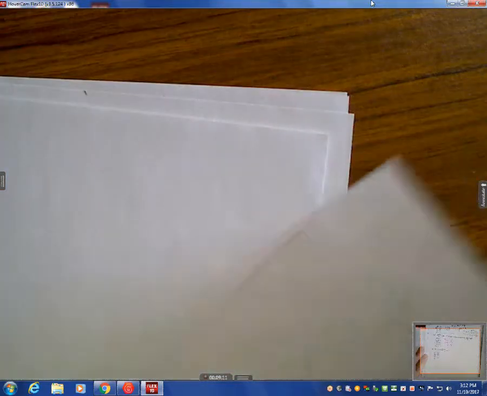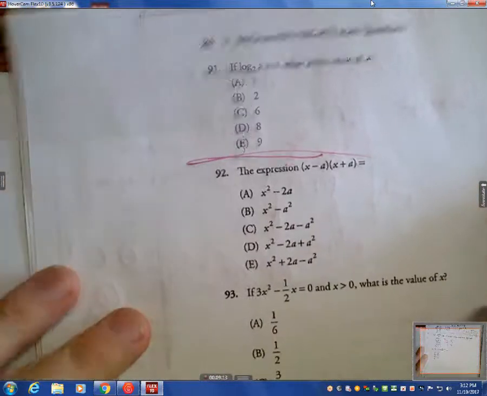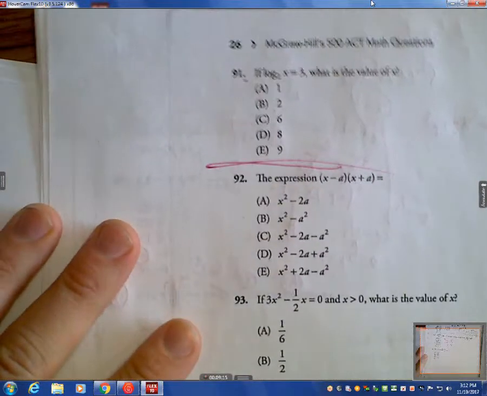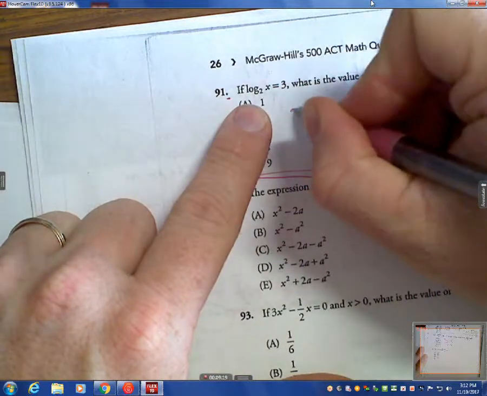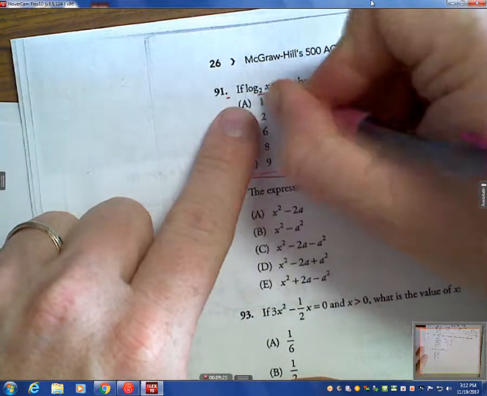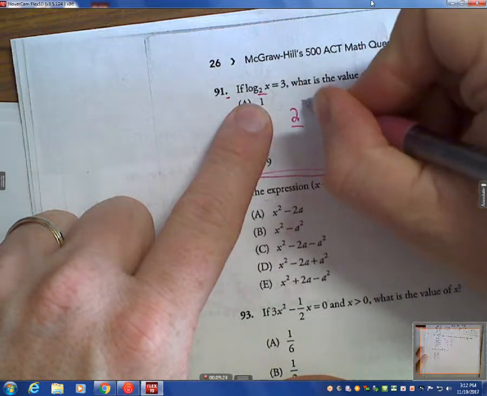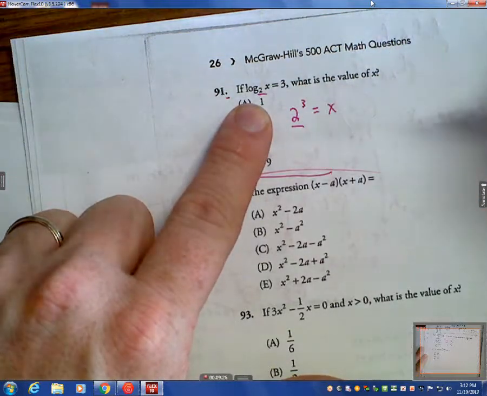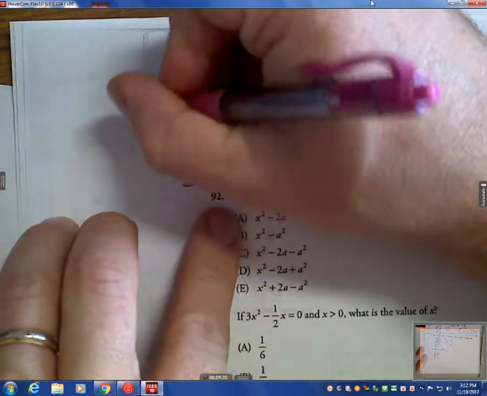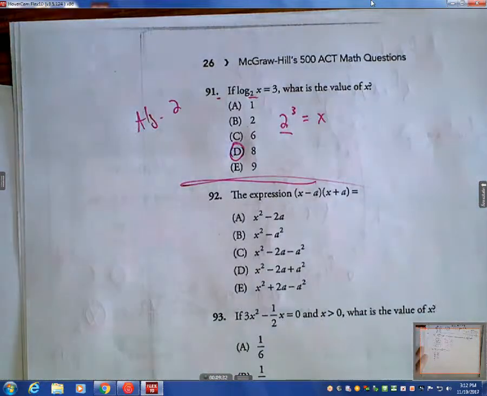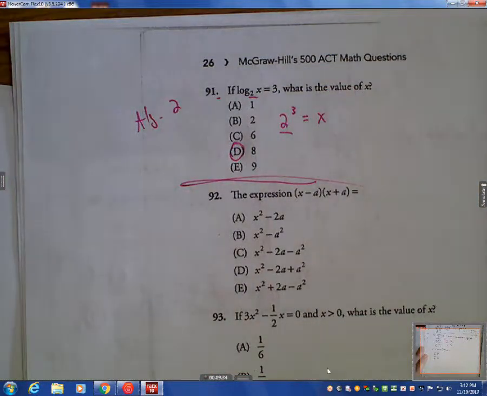Last question. Logs. Logs is whenever we take 2, that's our base. 3 becomes our exponent, needs to become x. 2 to the third would be 8. This is Algebra 2. And we are done.